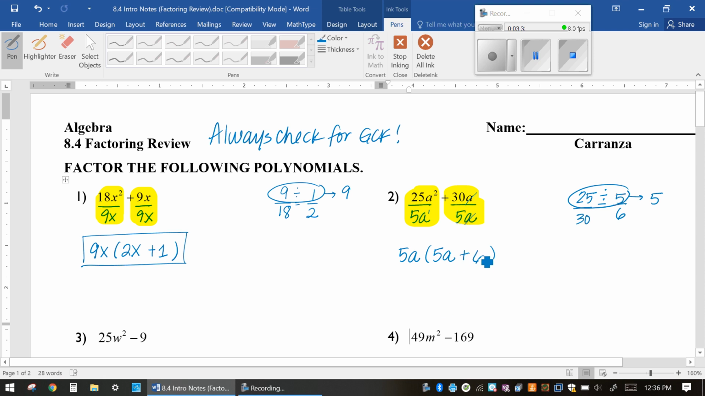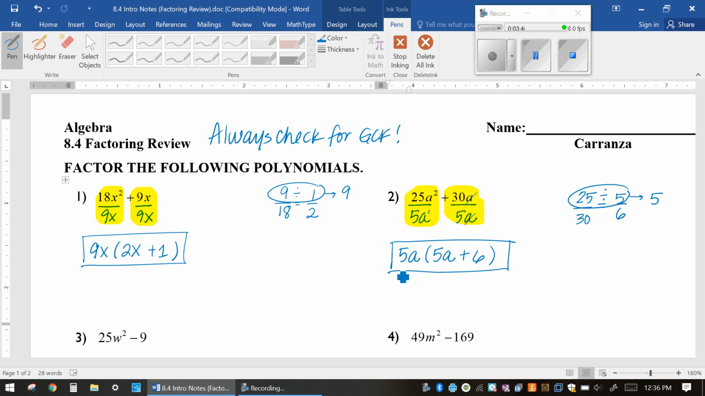Look at what's left in the parentheses. Is it a difference of squares? Nope, because it's got addition. So then we're done. Remember, you can pause the video at any time that you want, and you can also rewind.